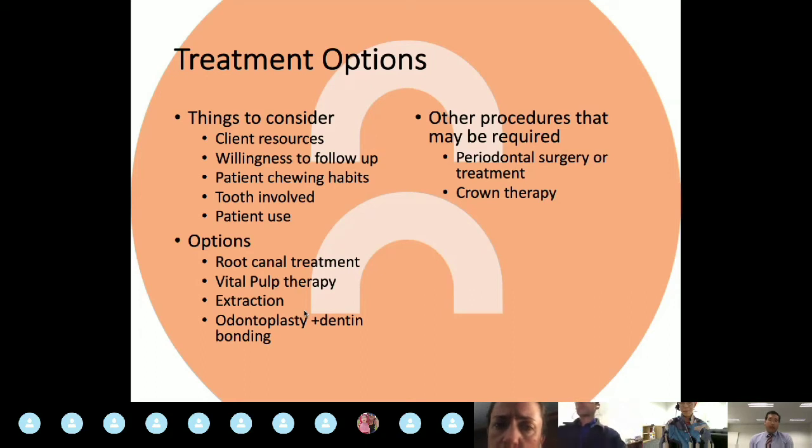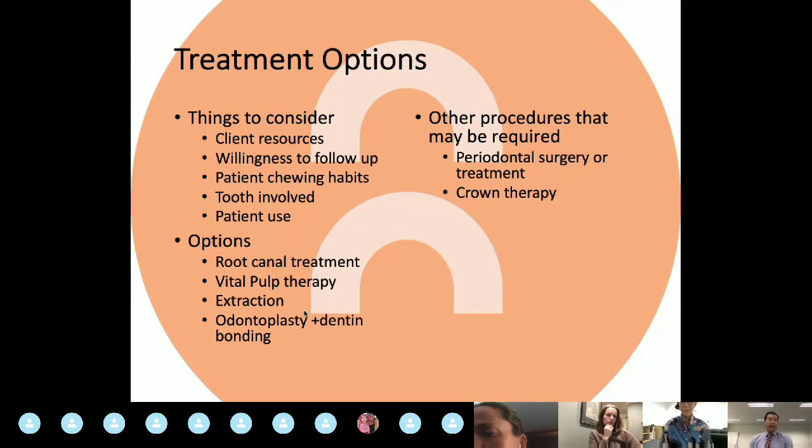I'm sure you're familiar with all of them. We've got root canal therapy and vital pulp therapy, which are two different types of endodontic therapy. We have extraction, which I tend to think is a salvage option. And we have odontoplasty and dentin bonding, which we use for minimally fractured teeth or uncomplicated crown fractures. The other thing to take into consideration is the overall health of the tooth. Does the tooth have any problems? There is no point spending lots of money on a root canal treatment if the tooth is mobile and about to fall out due to gum disease.